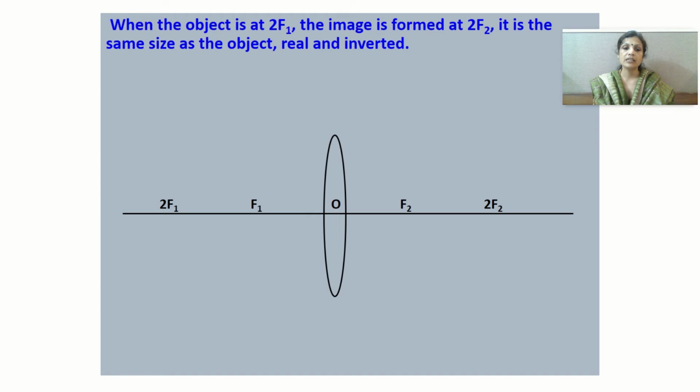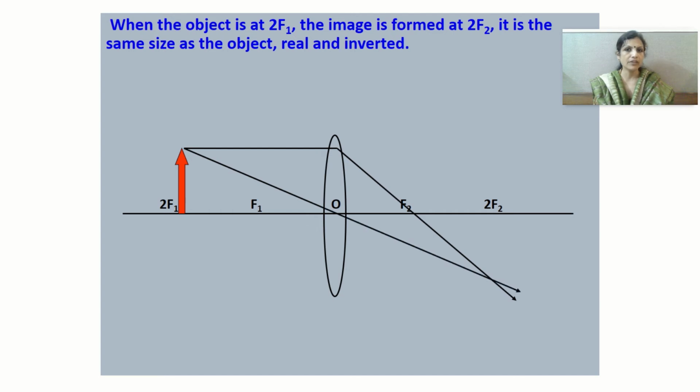Next is when the object is at 2F1. So let's understand where the image is formed. Let us apply the rule. Ray of light parallel to principal axis, after refraction it passes through focus F2. Second ray passes through optical center, goes undeviated, and here is the place where the image is formed. If you see this image, both the object and the image are of same size. The image is real and inverted.